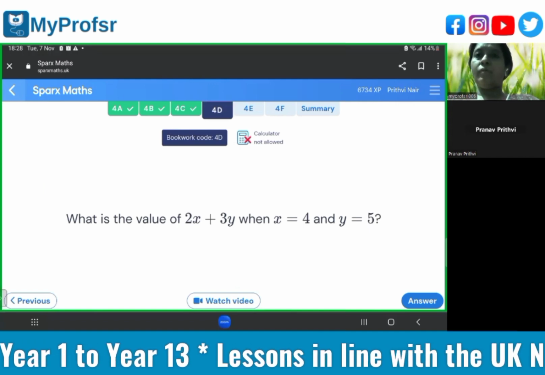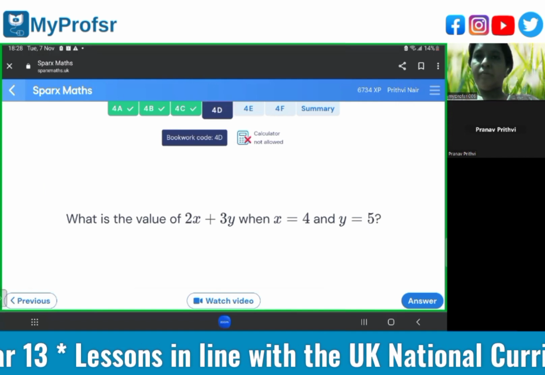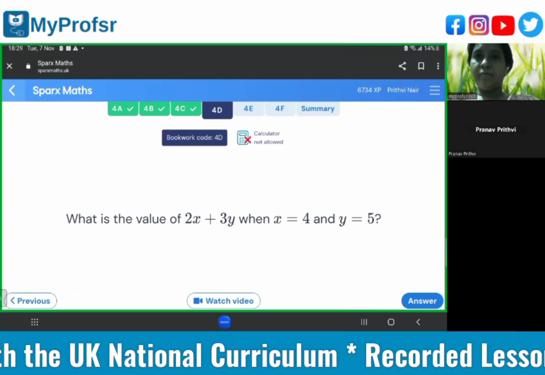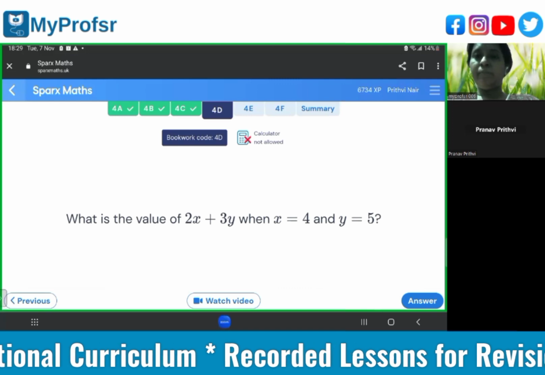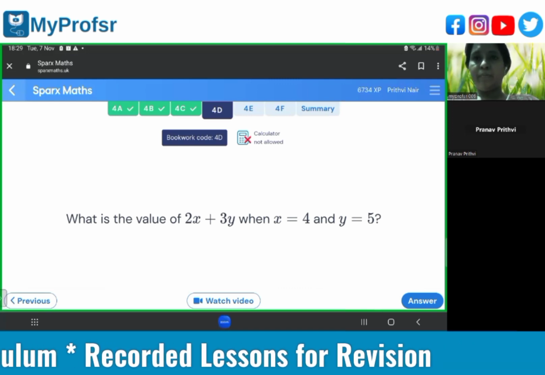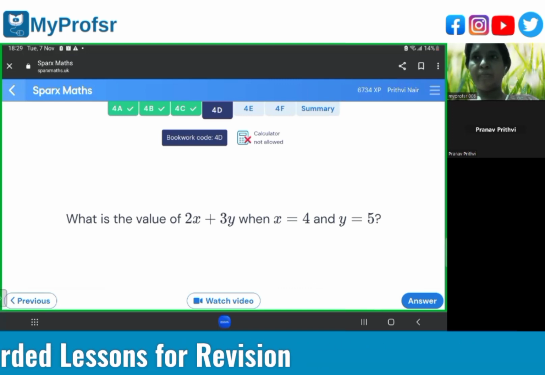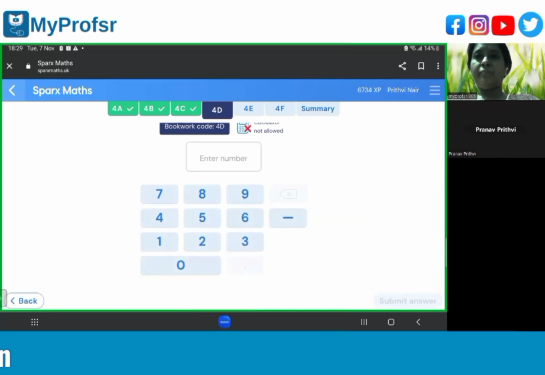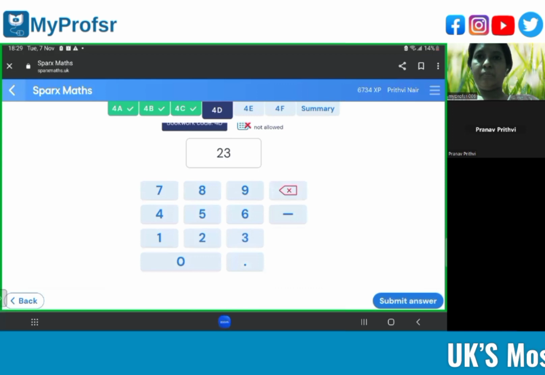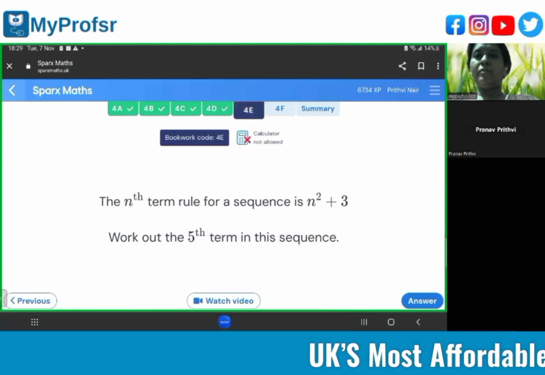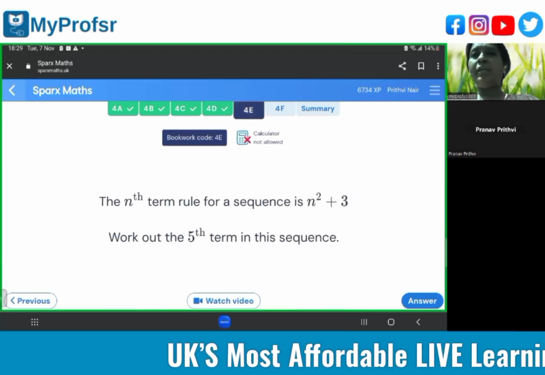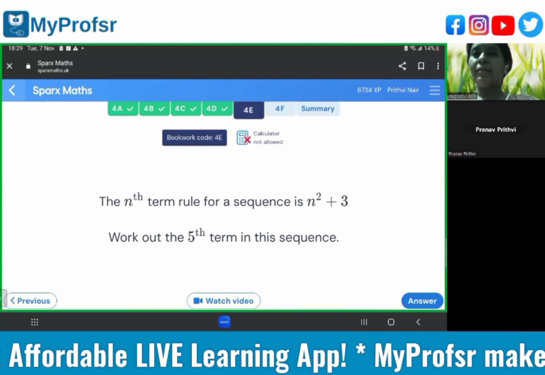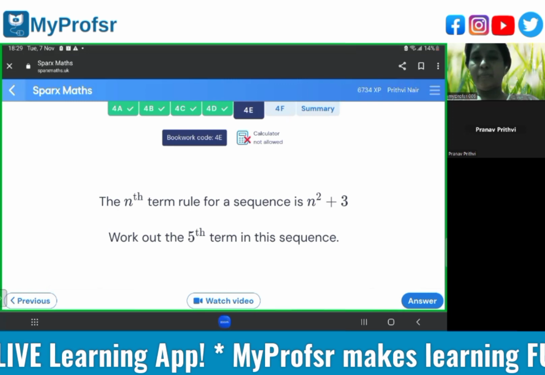4d. What is the value of 2x plus 3y when x equals 4 and y equals 5? The answer is, miss, 2 times 4 equals 8 and 3 times 5 equals 15. 8 plus 15 equals 23. Very good. Excellent. Right answer. Whatever we did in the previous class, you are able to solve very well today.